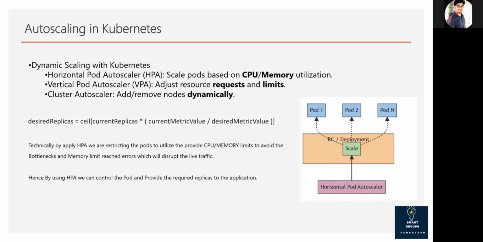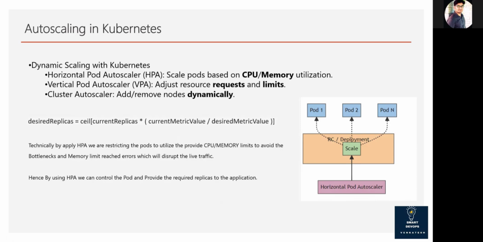The vertical pod autoscaler is about how you can increase your node details. For example, how many resources you are using for your cluster and nodes, and so on. Based upon the requests and limits you are applying for those nodes, it will get increased vertically.